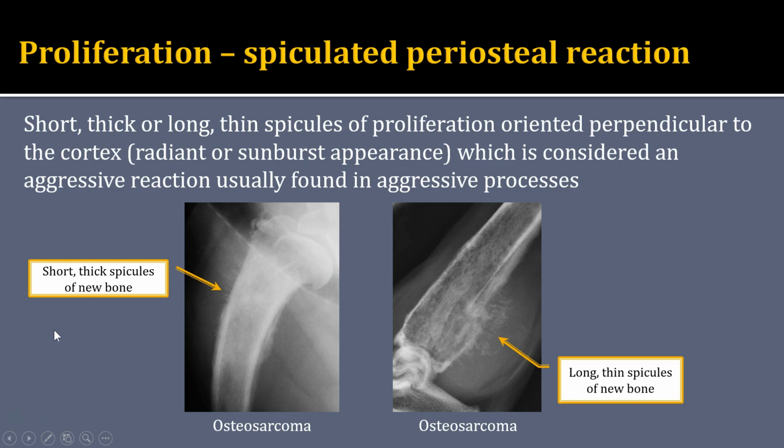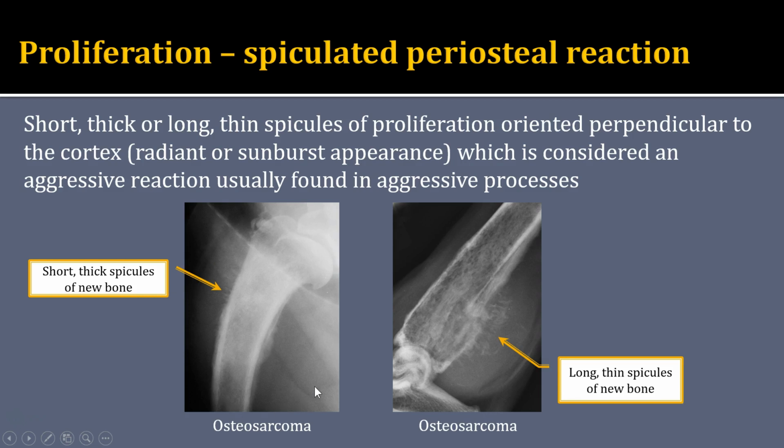Our next classification is the spiculated periosteal reaction, and this on a radiograph has short, thick, or long, thin spicules of proliferation, which are typically oriented perpendicular to the cortex, but they can also look more radiant or sunburst in appearance. And this reaction is considered an aggressive reaction, and it is usually found in aggressive processes. And that might be fungal osteomyelitis or neoplasia.